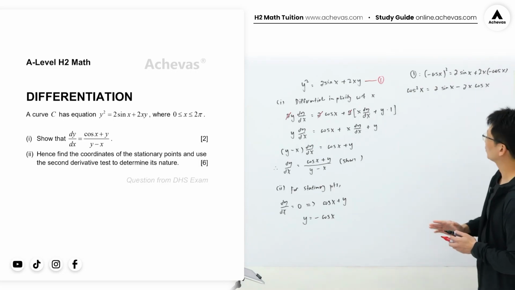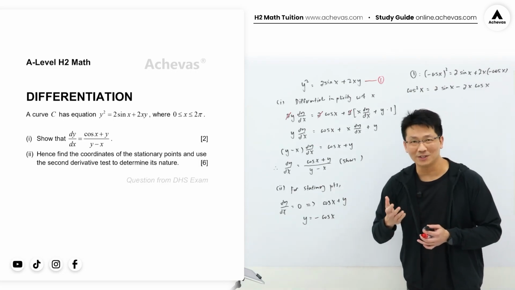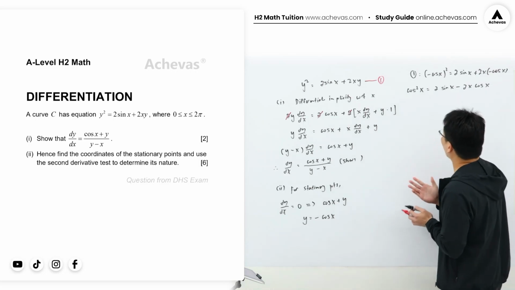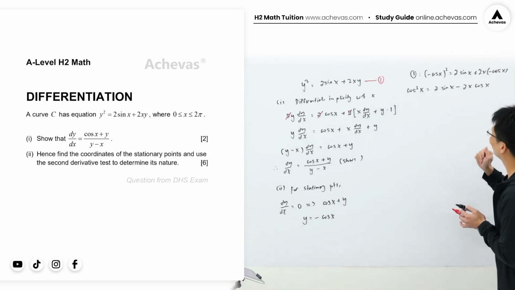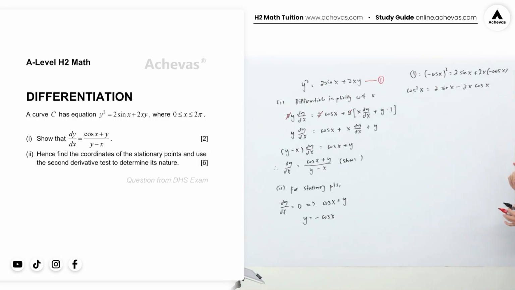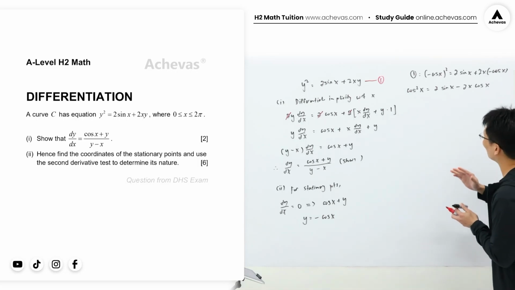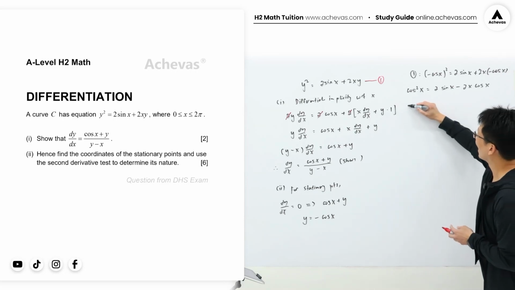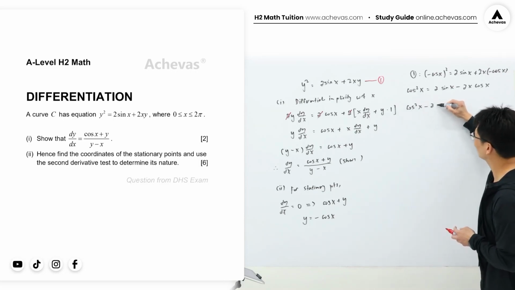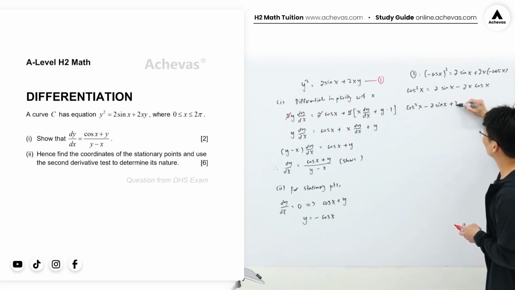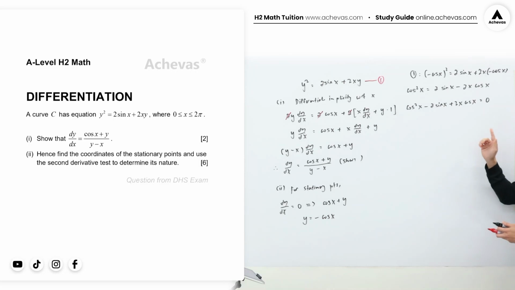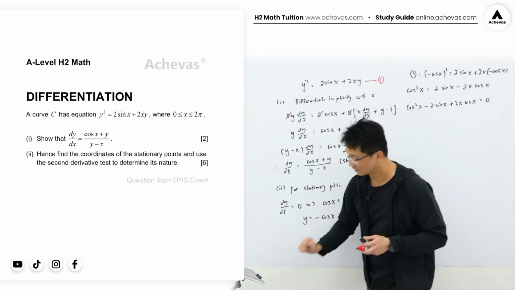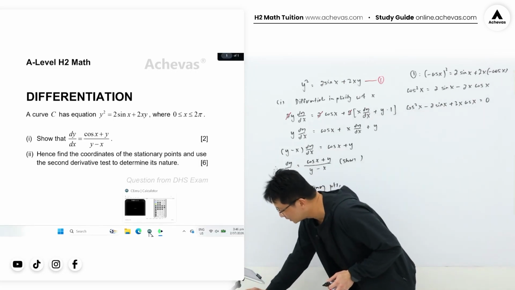And for this type of expression, I'm going to make use of our GC to solve the value of x. Anyway, it is very difficult or almost impossible to solve this expression using our algebraic method. So I'm going to make it easier for us by shifting the entire equation to the left-hand side. I will have cosine squared x minus 2 sine x plus 2x cosine x equal to 0. So we are going to make use of our GC to solve this. Let's bring up our GC.